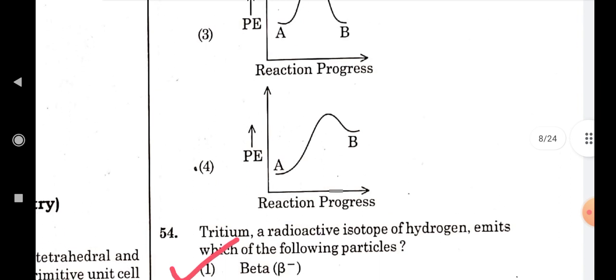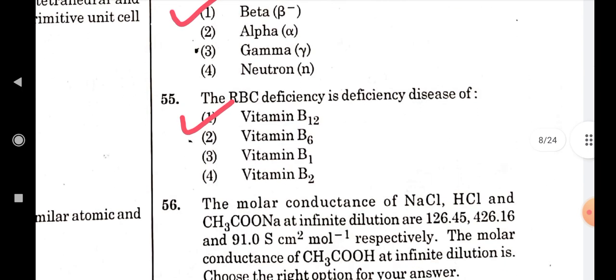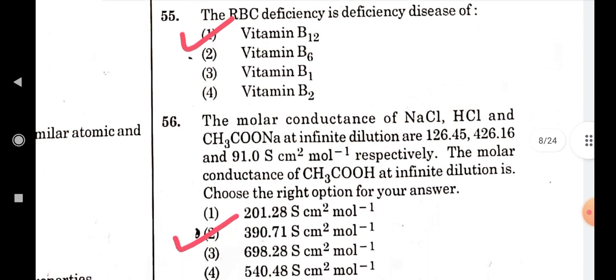Now we are moving to the next question. The tritium isotope of hydrogen emits which of the following particles? We know tritium is a beta emitter. Now, RBC deficiency is a disease of vitamin B12.